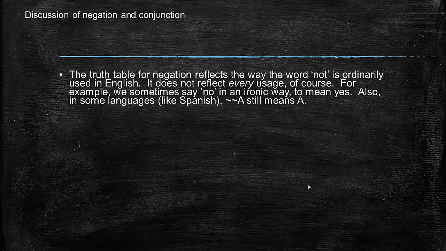And also in some languages like Spanish, a double negation, not a, would still mean a, and that's not the case in English. It's not the case in English, but it's also not the case in propositional logic. Every time we add a negation, we change the truth value. So not not a actually means the same thing as a in propositional logic.